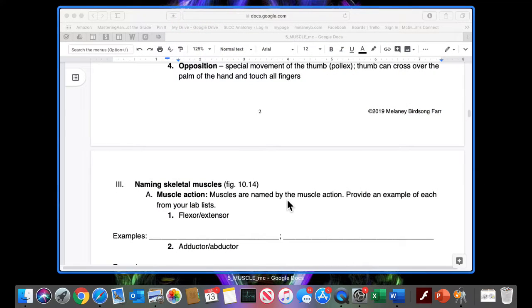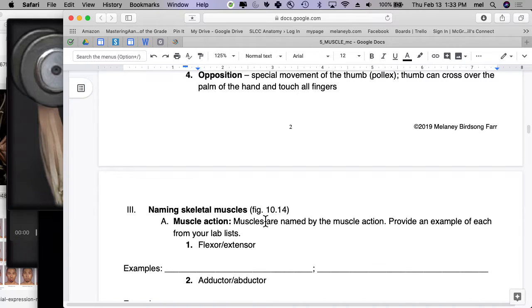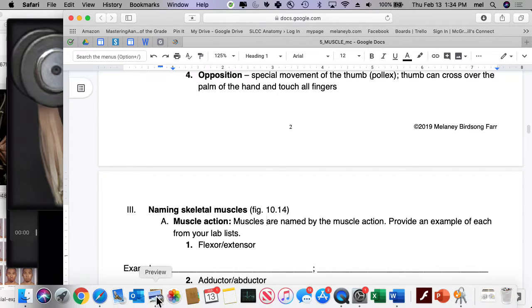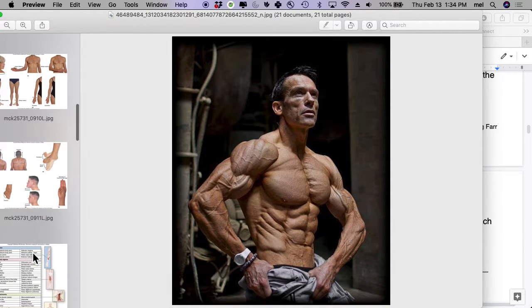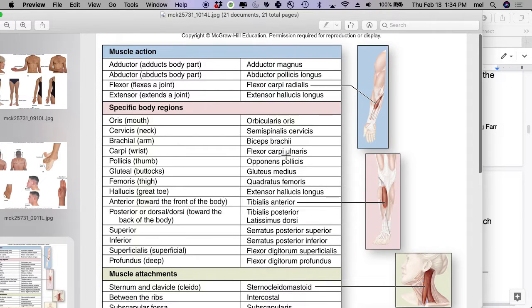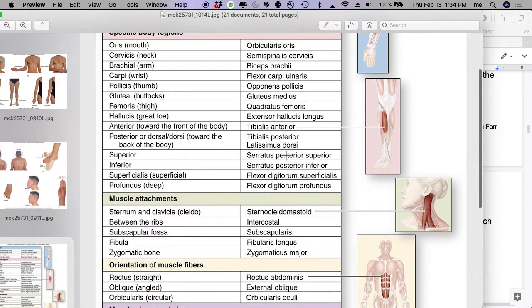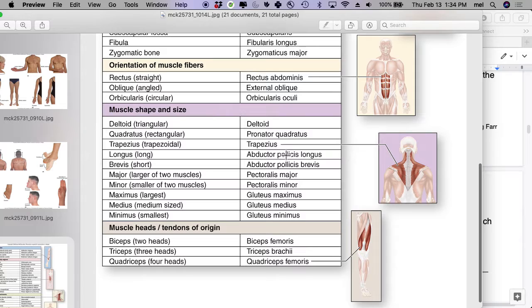Okay, so now we are going to start to look at the logic of muscle naming. Now that we've got something about actions and we know something about locations, we're going to try to figure out what conventions they use to name muscles. Unfortunately, they don't just use one convention. They use a bunch of conventions, and you don't have to memorize this. Muscles are named for their action, their specific body region, their attachments, the orientation of their fibers, their shape, their size.